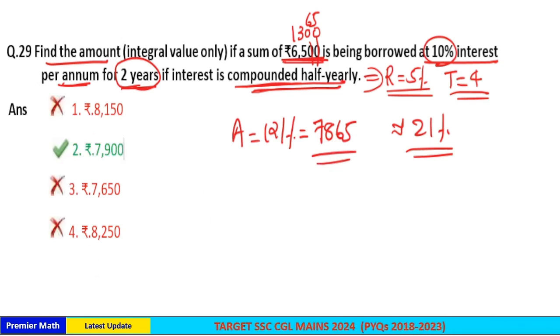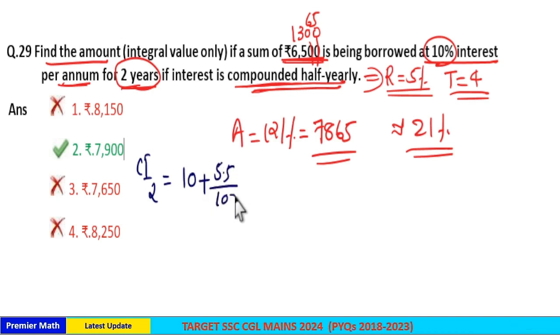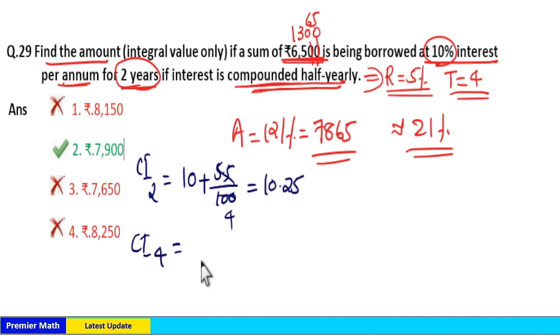Now if you want to calculate in a proper way, calculate using the successive increment formula. Compound interest for 2 terms is equal to 5 plus 5, 10, plus 5 into 5 divided by 100, which is equal to 10.25. Then compound interest for 4 terms is equal to 10.25 plus 10.25, which is 20.5.